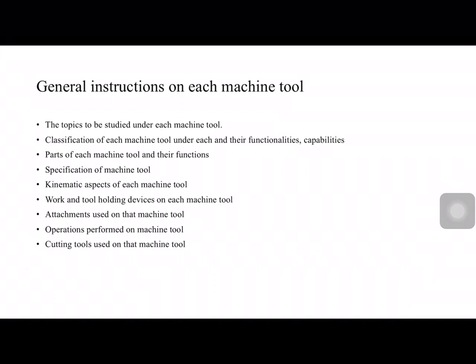So we need to understand not only the classification, but also the parts, what are their functionalities and what is the capability of that particular machine tool. And then we will talk about the specifications of the machine tool. Specification means if you want to procure the machine tool in the open market, then we have to explain to the vendor, these are my requirements.